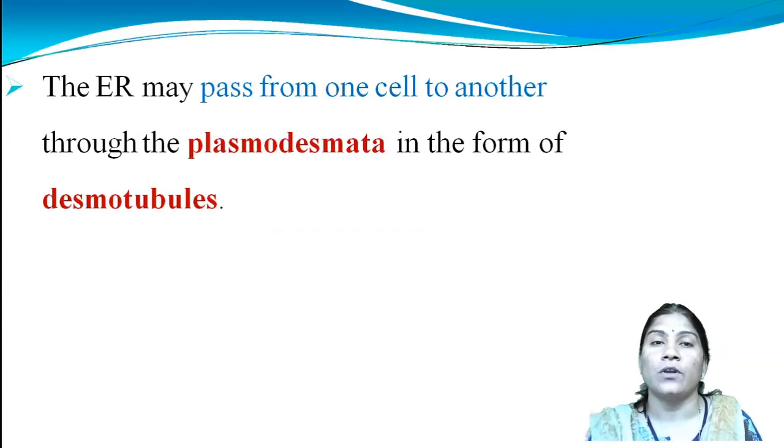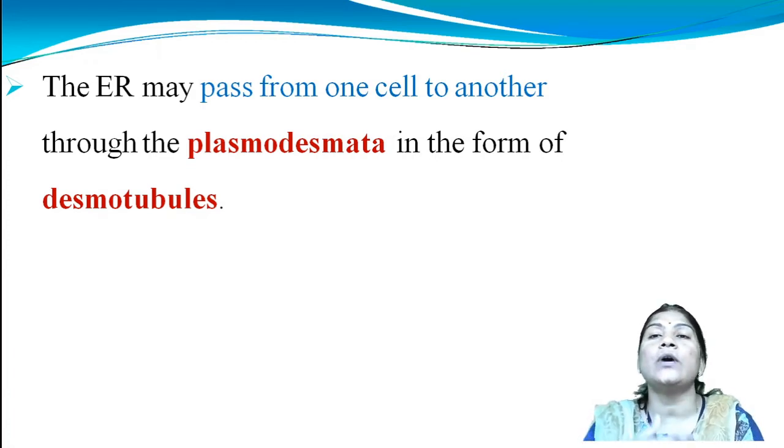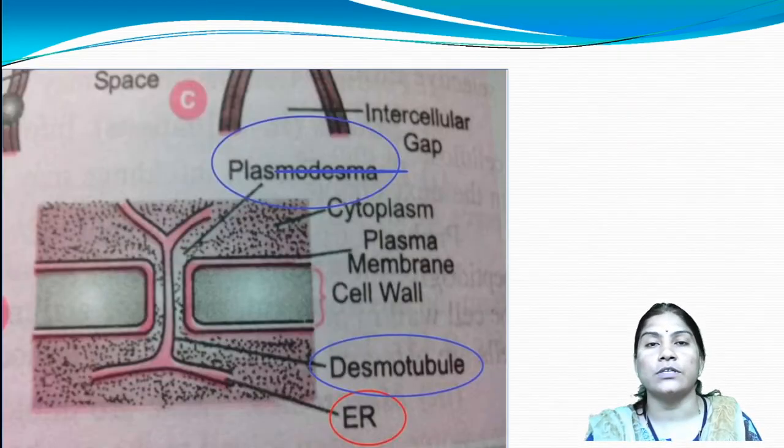The endoplasmic reticulum may pass from one cell to another through the plasmodesmata in the form of desmotubules. When the endoplasmic reticulum passes from one cell to another, it passes through the plasmodesmata in the form of desmotubules.